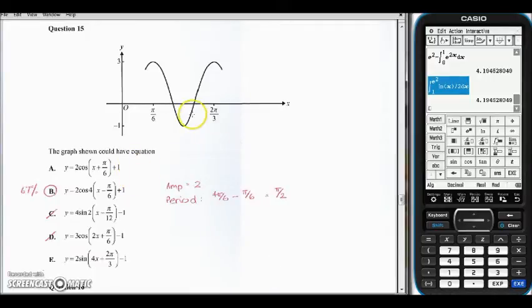Alright, so I'll look at the period next. The period would be the difference between pi on 6 and 2 pi on 3, which you can work out as pi on 2. So the period is pi on 2. This one has a period of 2 pi, so here's your answer. Must be B.